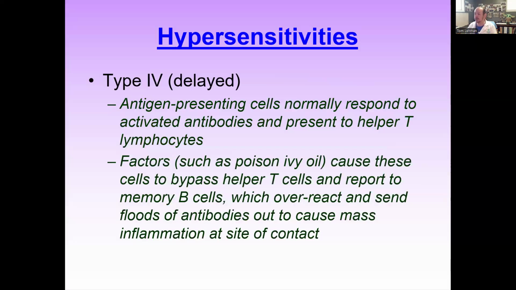Type 4 hypersensitivity is a delayed hypersensitivity. Now, this is where a normal immune reaction occurs within seconds. If you're allergic to something and you get exposed to it, your body will react within seconds.